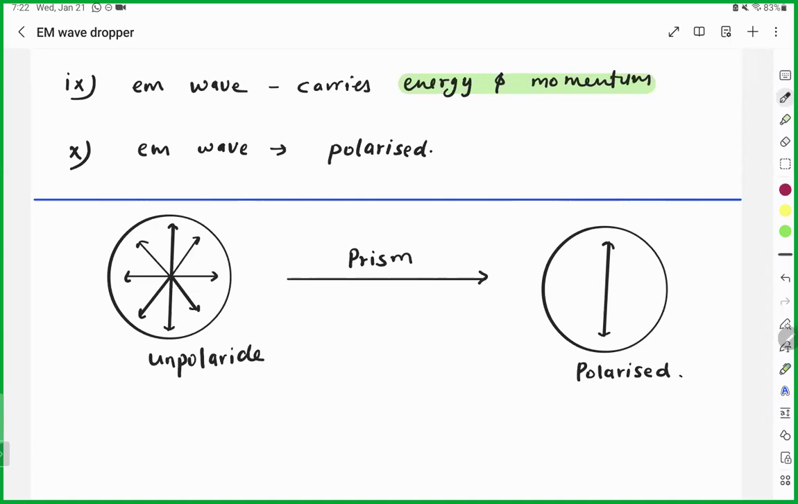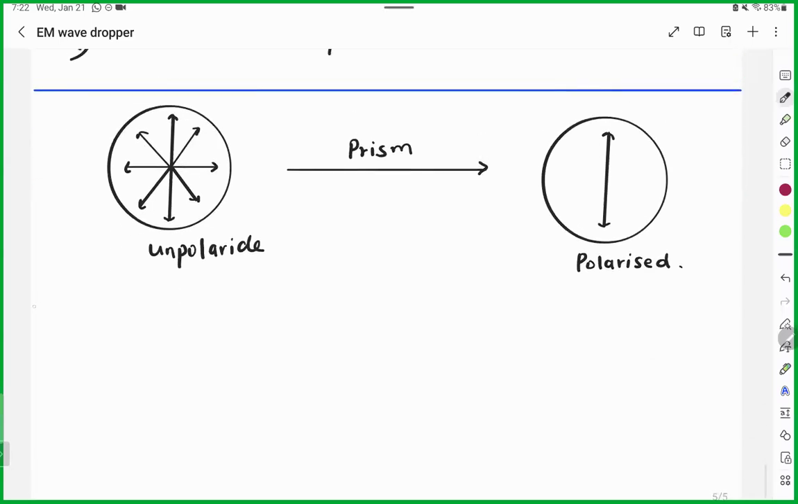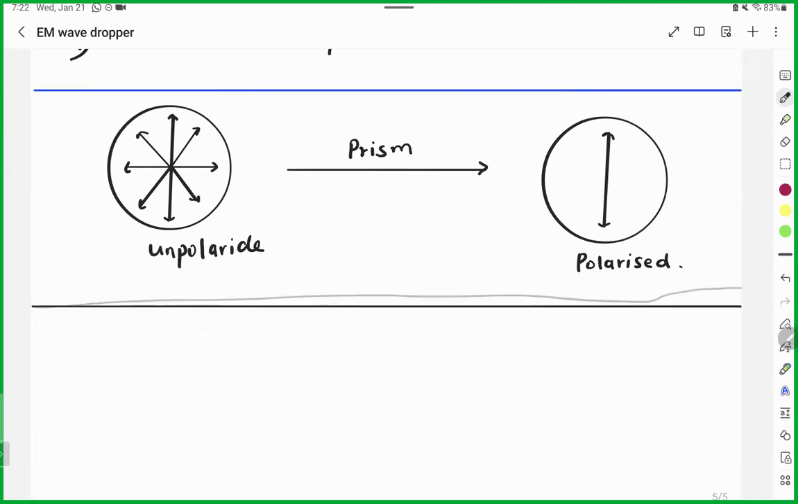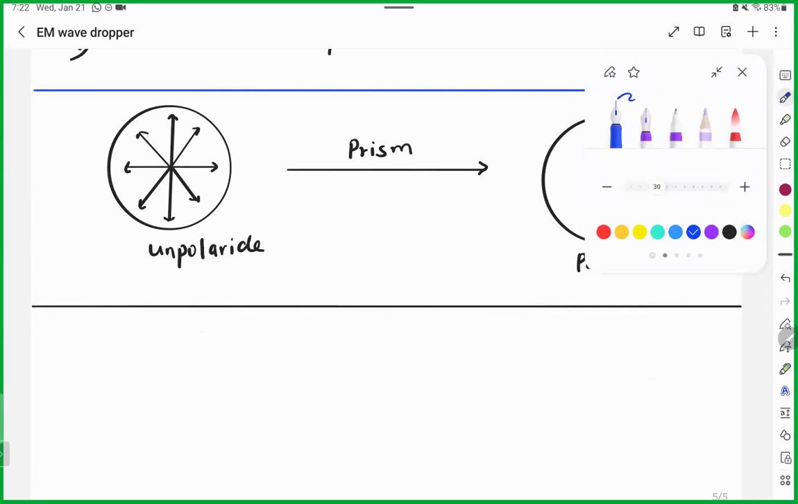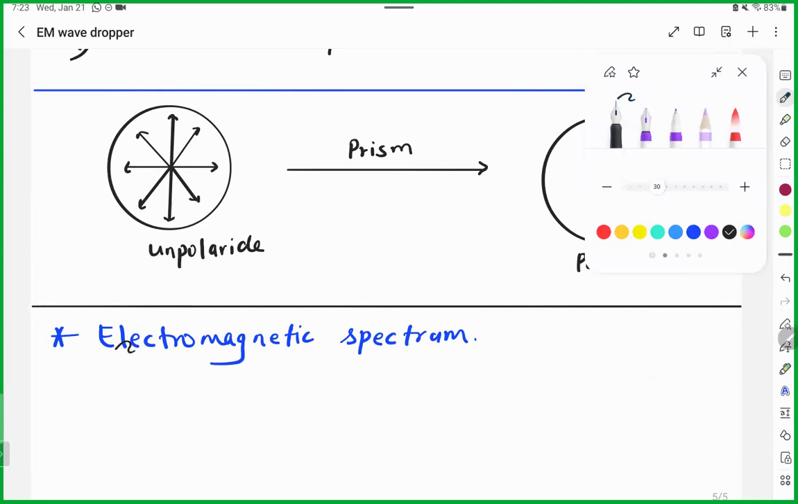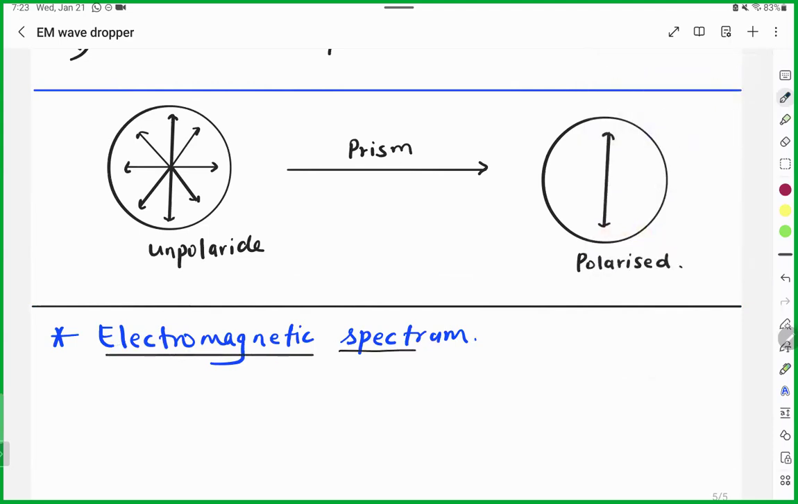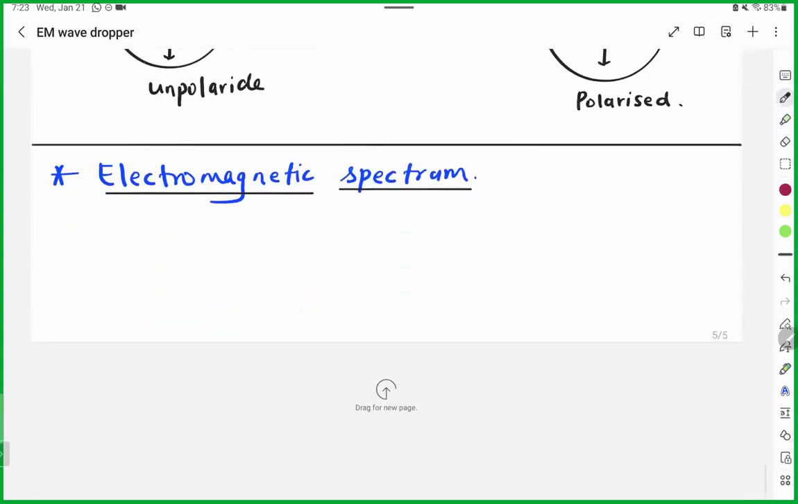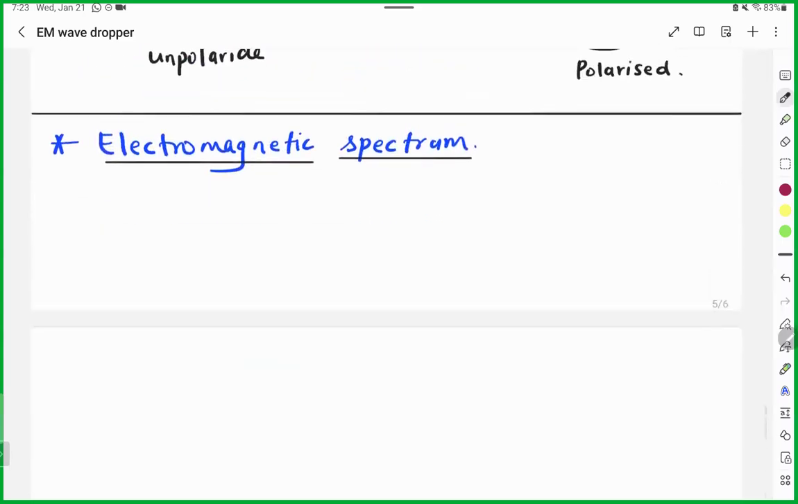So if you are done with it, we can do the easiest part of this chapter because you already know. I will ask you mostly about the electromagnetic spectrum. So, Sarah, what is the electromagnetic spectrum? Like when white light passes through a prism, we get a spectrum of light. This is the electromagnetic spectrum.